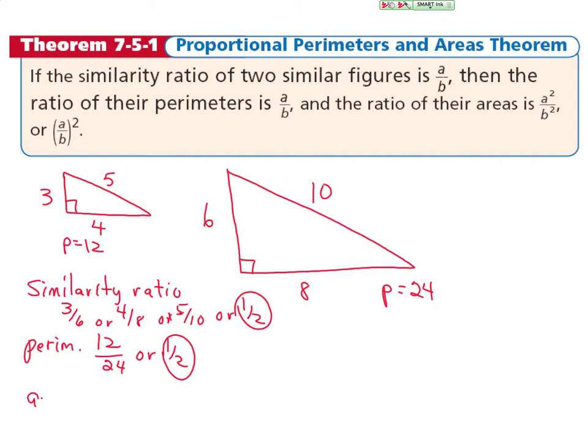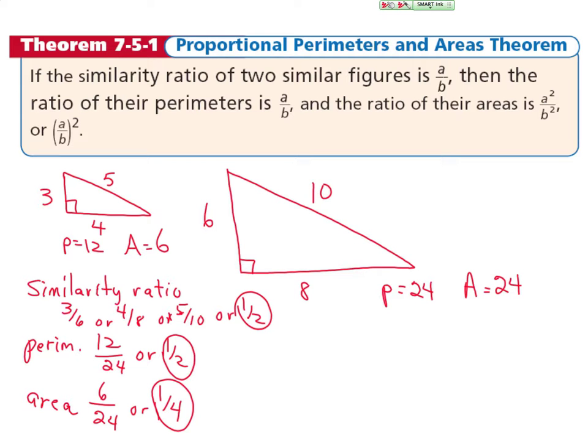Area. How do you do area of a triangle? 1/2 times base times height. So 1/2 of 3 times 4. 3 times 4 is 12, half of that is 6. Area of this one, 6 times 8 is 48, half of that, 24. Did my area double? No. It was 6 to 24. So that's 1 to 4.